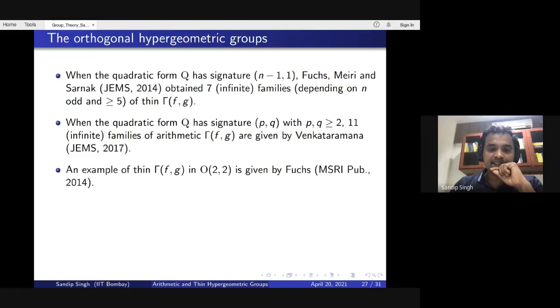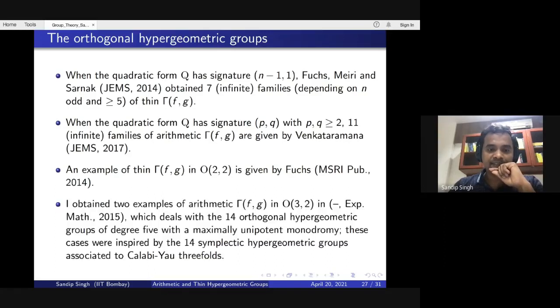An example of a thin gamma f,g in O(2,2) is given by Fuchs. I obtained 2 examples of arithmetic gamma f,g in O(3,2) in that paper, which deals with the 14 hypergeometric groups of degree 5 with maximally unipotent monodromy.